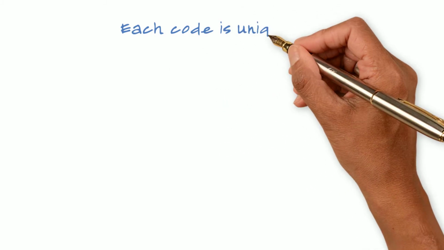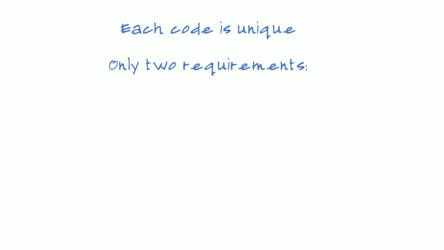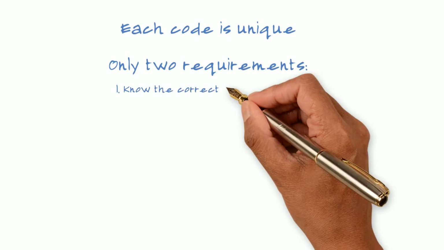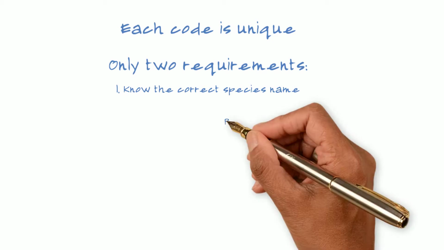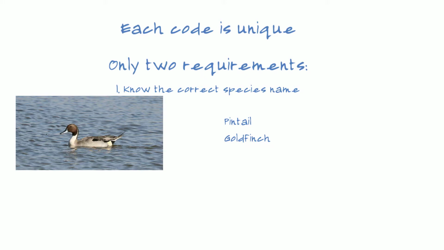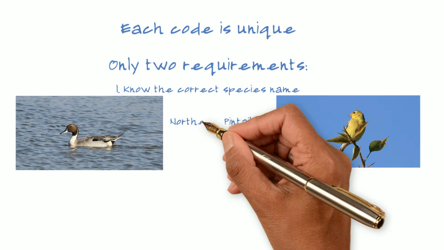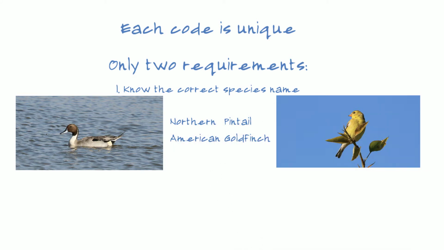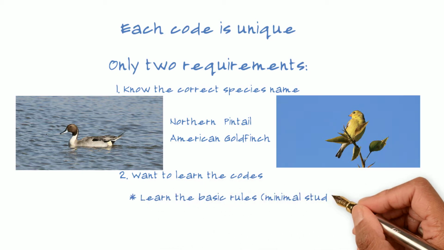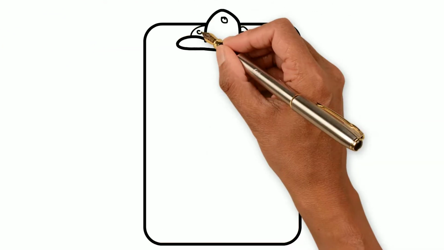Each of the four-letter codes is unique to a given species, and there are really only two requirements for learning them. First, it is important to know the correct species name. For example, pintail and goldfinch aren't the actual full species names, even though birders aren't likely to be confused about which bird you mean. It's northern pintail and American goldfinch. The only other requirement is that you want to learn them. Once you know the basic rules and understand that there are some exceptions, you will be fluent in no time.